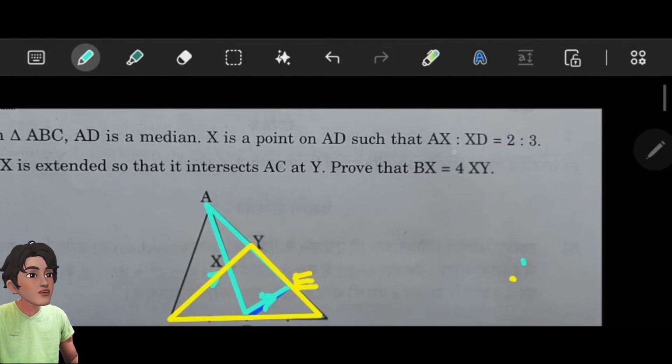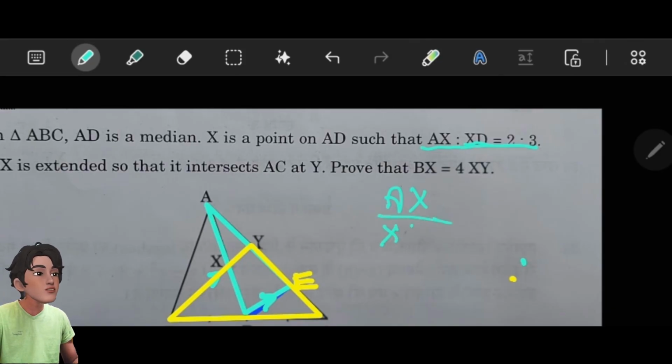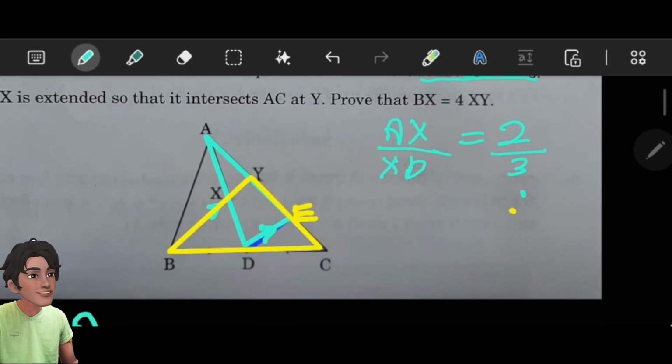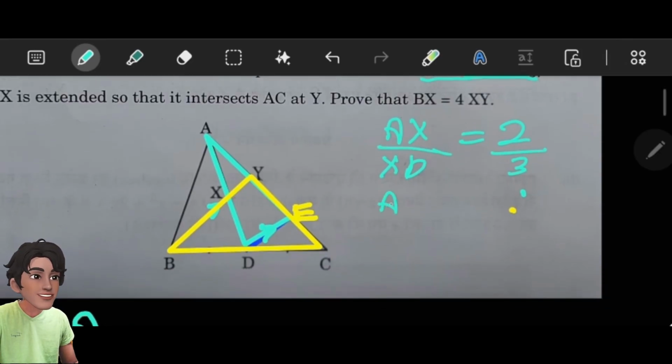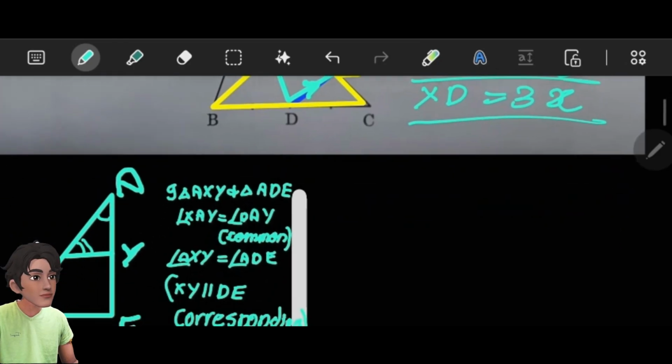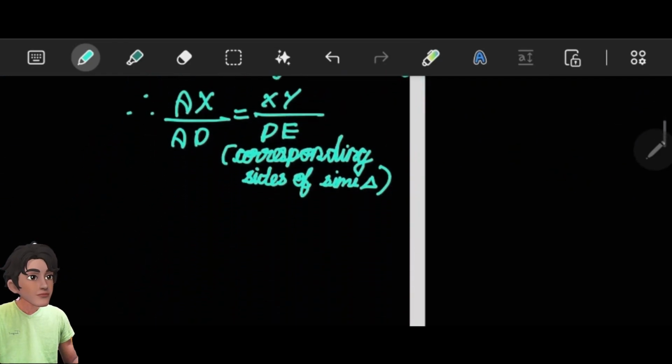Now, looking at the question, we have been told that AX is to XD is equal to 2 is to 3. Therefore, AX by XD is equal to 2 by 3. Therefore, we can represent AX in the form of 2x and XD in the form of 3x, which we would use in the upcoming steps.